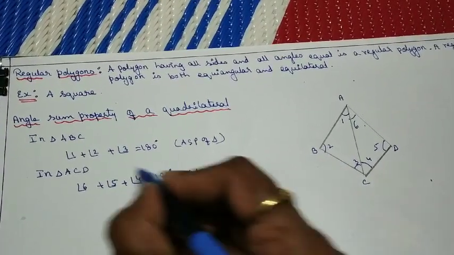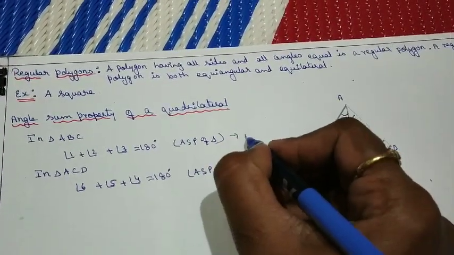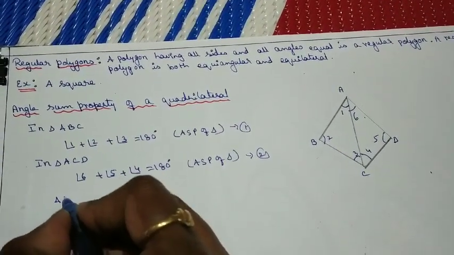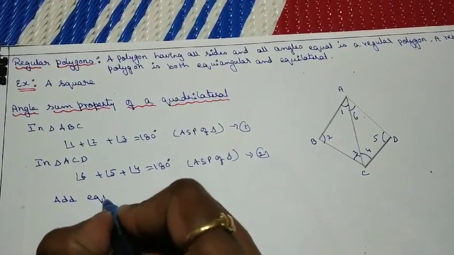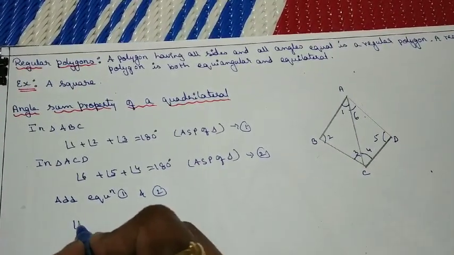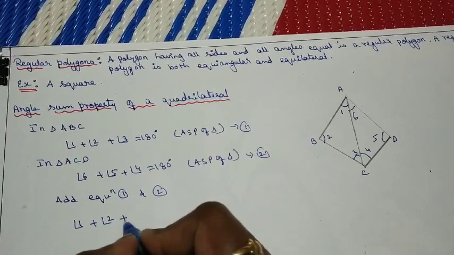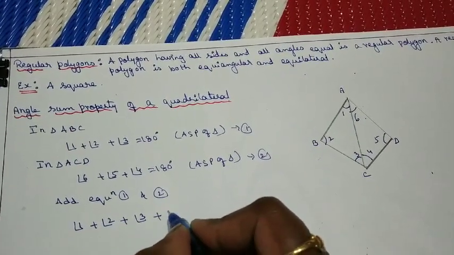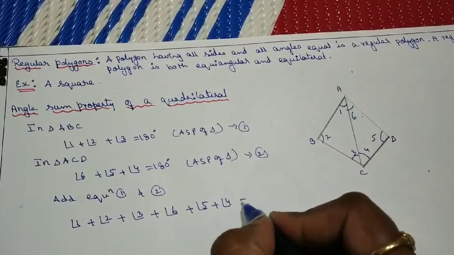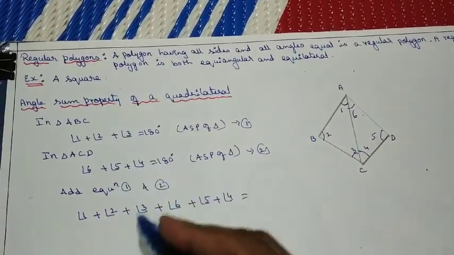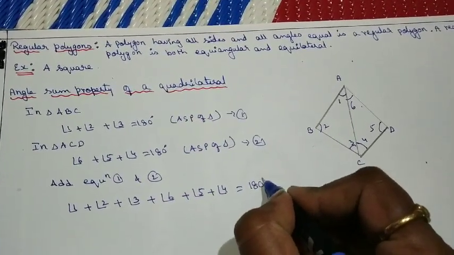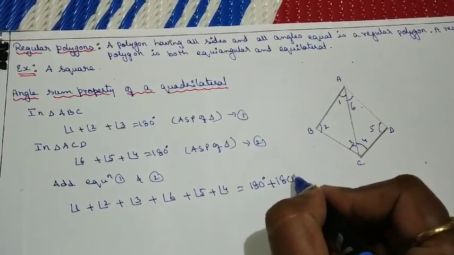Now sum up both the equations, that is, add equation 1 and 2. Then angle 1 plus angle 2 plus angle 3 plus angle 6 plus angle 5 plus angle 4. All the left hand sides are added. Now add up the right hand side: 180 degree plus 180 degree.